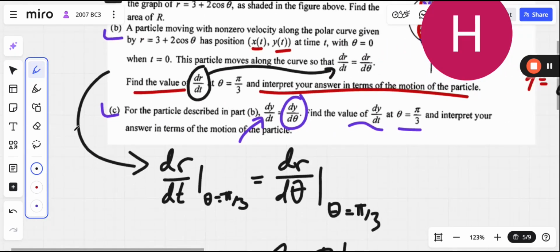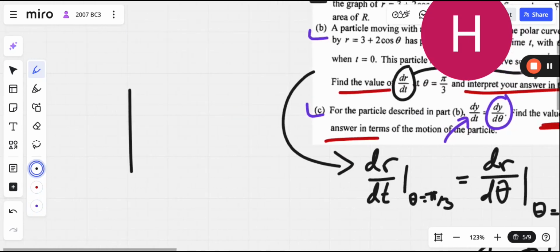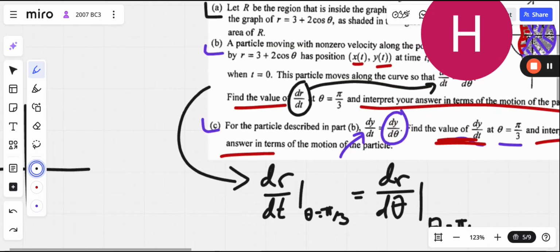All right, part C. For the particle described, dy/dt equals dy/d theta. So find dy/dt. Should put that in red. At theta equals pi over 3. And again, interpret your answer in terms of motion of the particle. Now the y value is like the y distance. So dy/d theta tells us if it's going up like that or down like that. So let's take a look. What is the y value?